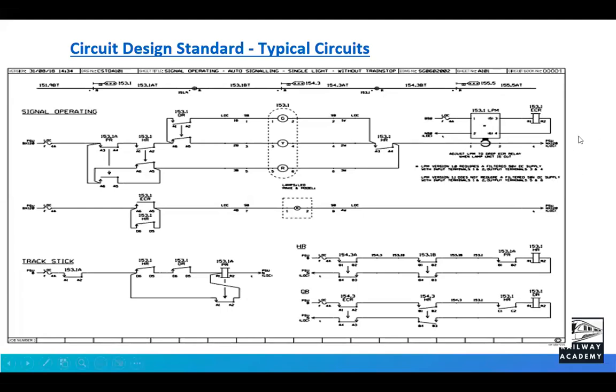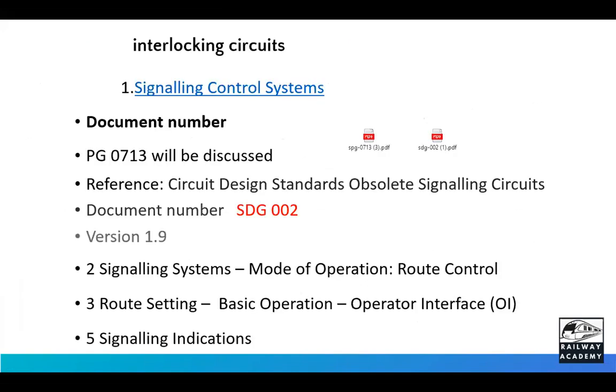at the bottom. So a typical circuit like this, and this gets explained again in a separate standard book totally, like signaling control systems. So the document 0713 will be the one where you will see all circuits being explained. That is the number. Okay. And also SDG 002 is available, giving a lot of details about the various operations.